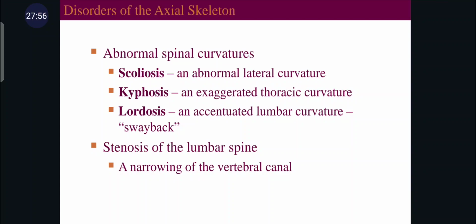Disorders of the axial skeleton: abnormal spinal curvature, also known as scoliosis, that is abnormal lateral curvature; kyphosis, that is exaggerated thoracic curvature; lordosis, that is accentuated lumbar curvature, also known as swayback; and stenosis of the lumbar spine, which is nothing but the narrowing of the vertebral canal.